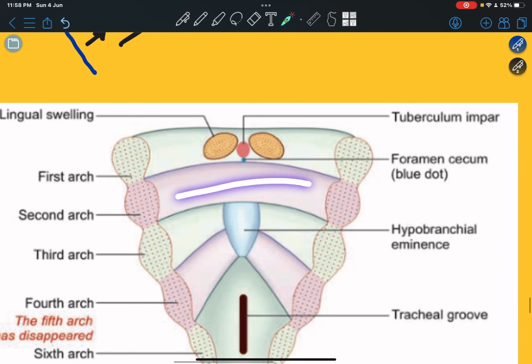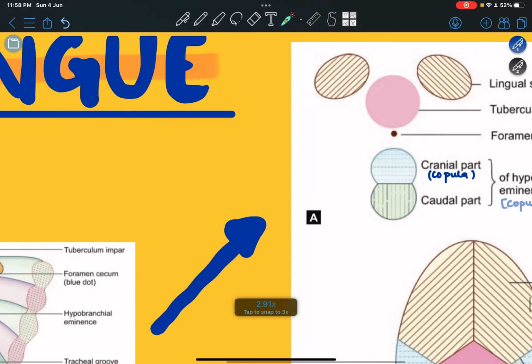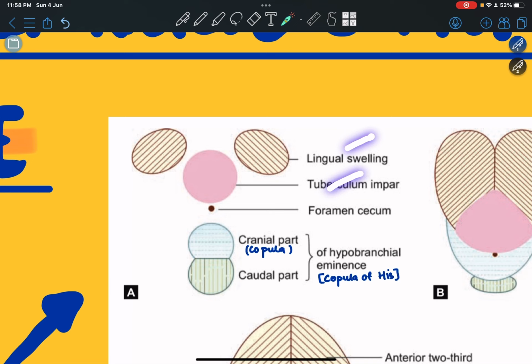Then nothing to discuss about in the second arch. Then we have the hypobranchial eminence, also called the copula of His. So these are all the swellings that form the tongue. So gonna go in a little more detail here. We have the two lingual swellings, tuberculum, foramen cecum. Hypobranchial eminence, also called the copula of His, is divided into two parts. The cranial part called the copula, and the caudal part. The cranial part contributes to the development of the tongue. It's also called the copula. The caudal part then forms the epiglottis.